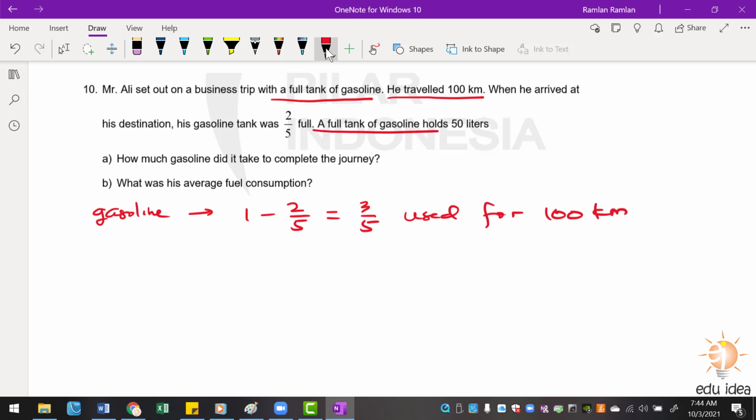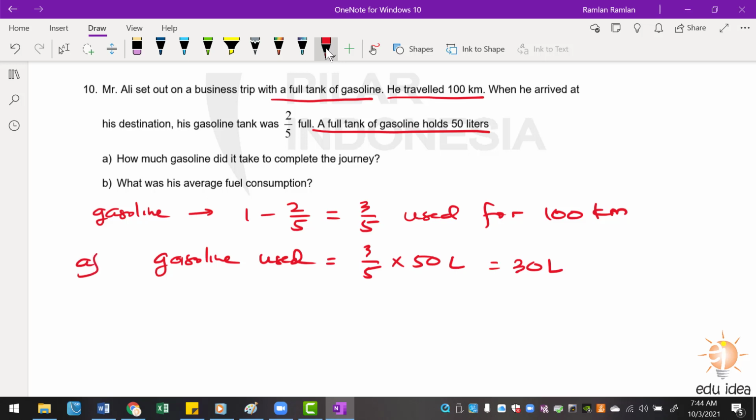And then it said that a full tank of gasoline holds 50 liters, which means the gasoline used is going to be equal to 3 over 5 times 50 liters, because we know that a full tank is 50 liters. So 3 over 5 of a full tank, we just multiply 3 over 5 with 50, which equals 30 liters. So these 30 liters were used to travel 100 kilometers. Okay, so that is for question A.